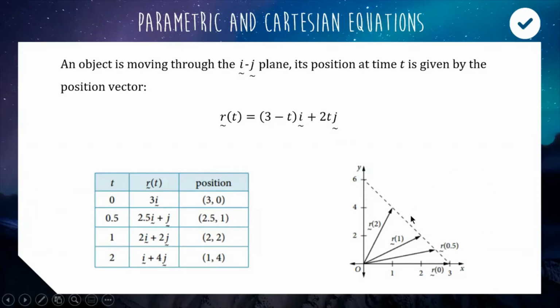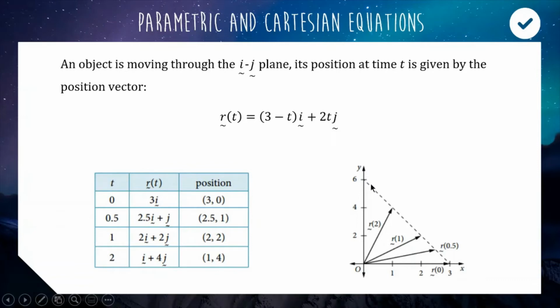So what we have here are our four vectors, r0, r0.5, r1, r2. If we join together all the points that these vectors are pointing to, we get a line. Parametrically, this function is representing this family of vectors, which in essence point towards this line. And as you can see, this is just a linear function.